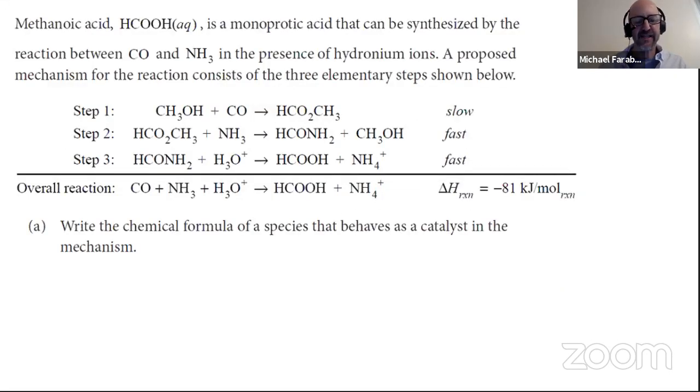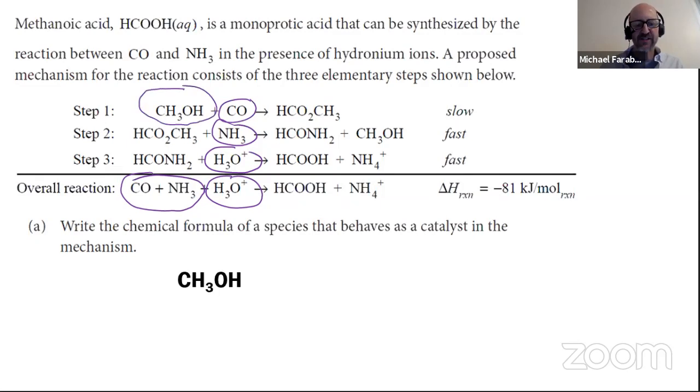Methanoic acid, HCOOH aqueous, is a monoprotic acid that can be synthesized by the reaction between CO and NH3. So we can see that there are the reactants, CO and NH3, in the presence of hydronium ions. A proposed mechanism for the reaction consists of 3 elementary steps as shown below. Write the chemical formula for a species that behaves as a catalyst. So we have a catalyst, which is the CH3OH that's added in step 1 and then produced as a product in step 2. That is a catalyst.